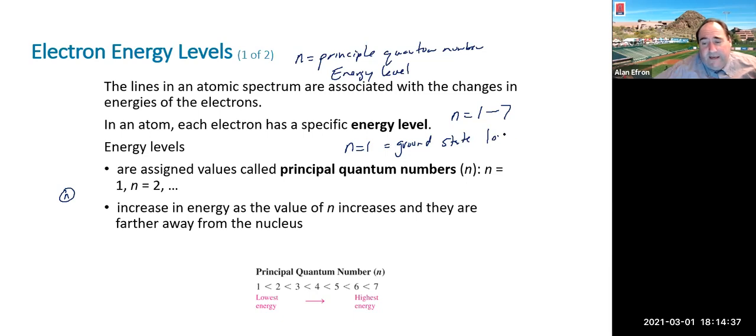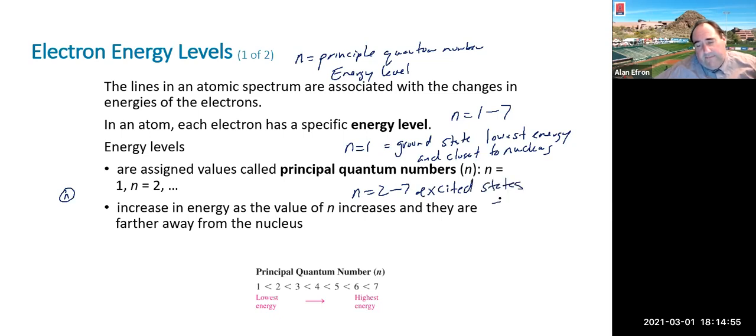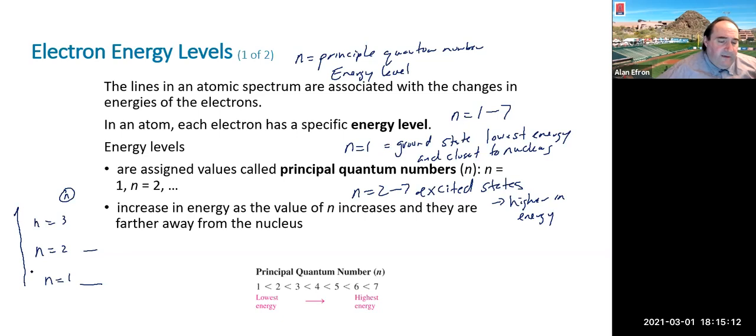That is the lowest in energy and closest to the nucleus. Anything above that, like n equals 2 through 7, those are sometimes referred to as excited states. They are higher in energy. So when we look at n equals 1, there's a certain number of electrons that could be there. n equals 2, n equals 3, and so forth. Energy is increasing, and distance from the nucleus is increasing as we go from one energy level to the next.